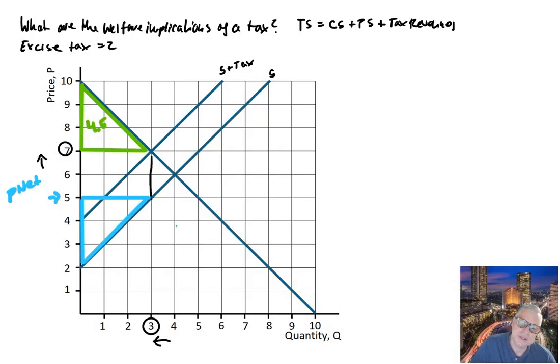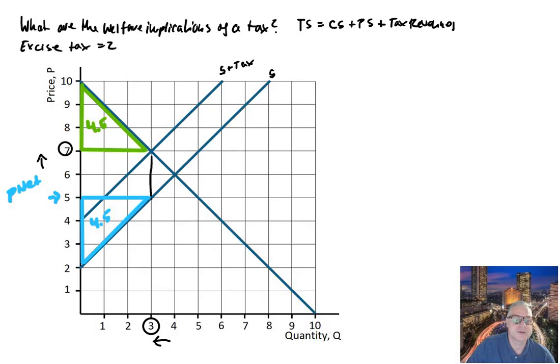Okay, and as we can see, this triangle is also 4.5. Okay, so now we said tax revenue is also part of welfare. And so what is the tax revenue? Well, 3 units are being turned over in the market, and each unit turned over carries the tax of 2.